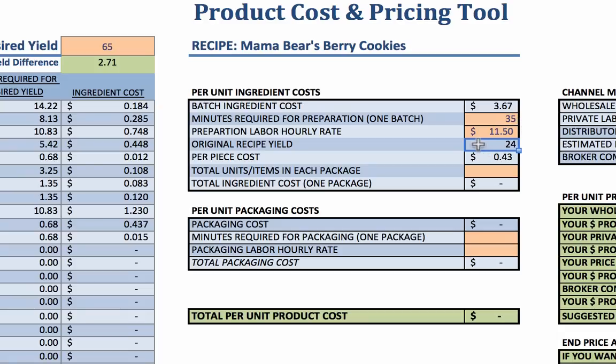The original recipe yield is 24. This should automatically carry over. So it's now telling us that the per piece cost is 43 cents. So I know that with my ingredients and my labor, this recipe is costing me 43 cents to make.